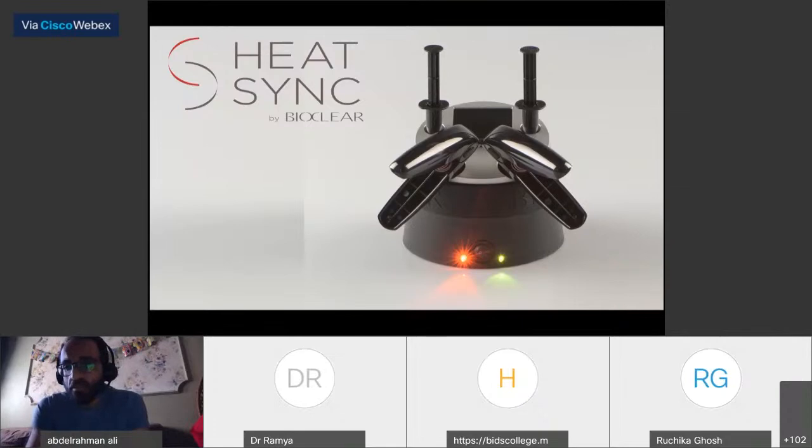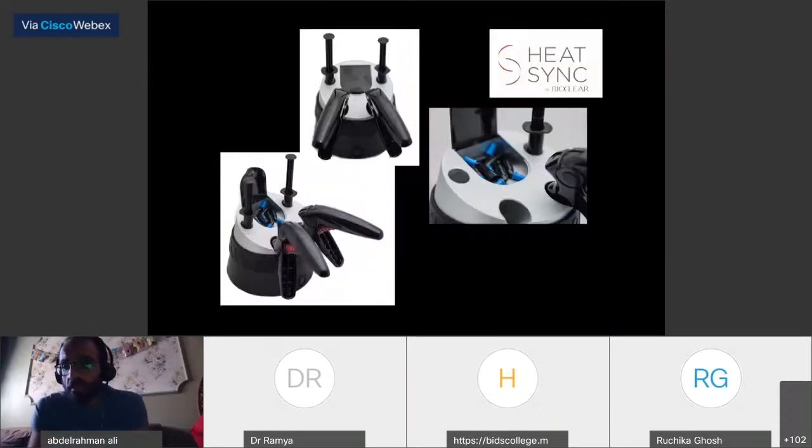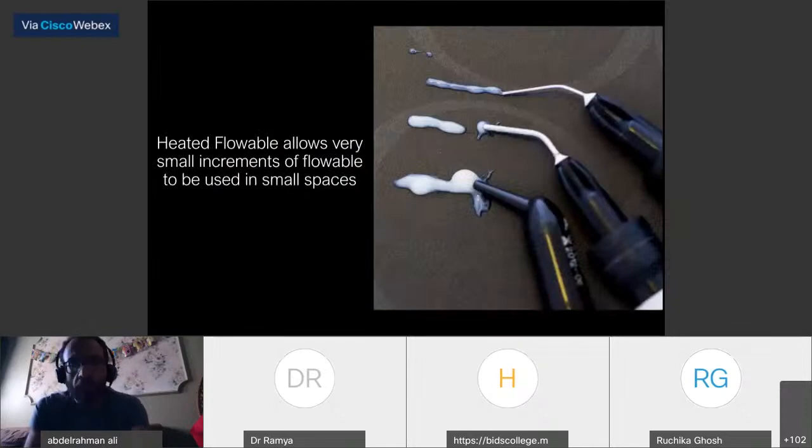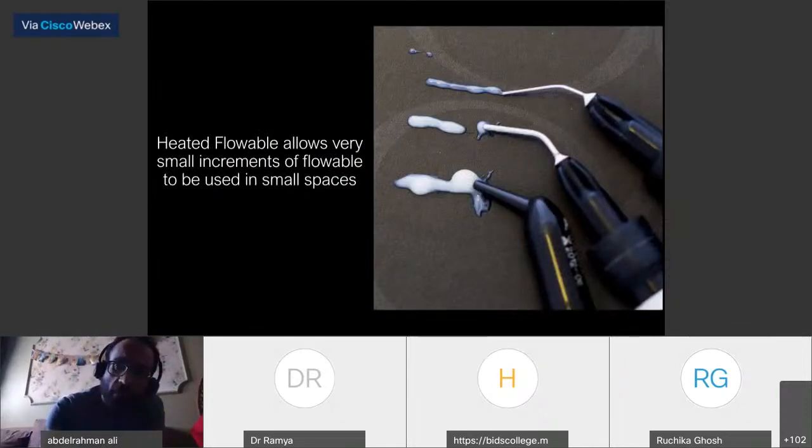How many degrees do you need? 58 Celsius is okay. I'm using 3M. I'm using a Bicley heater. You can use any heater on the market, just pick a good one. Why do I heat the flowable? Because I need to use a very narrow tip. So if you're using a narrow tip, you have to heat the flowable a little bit.